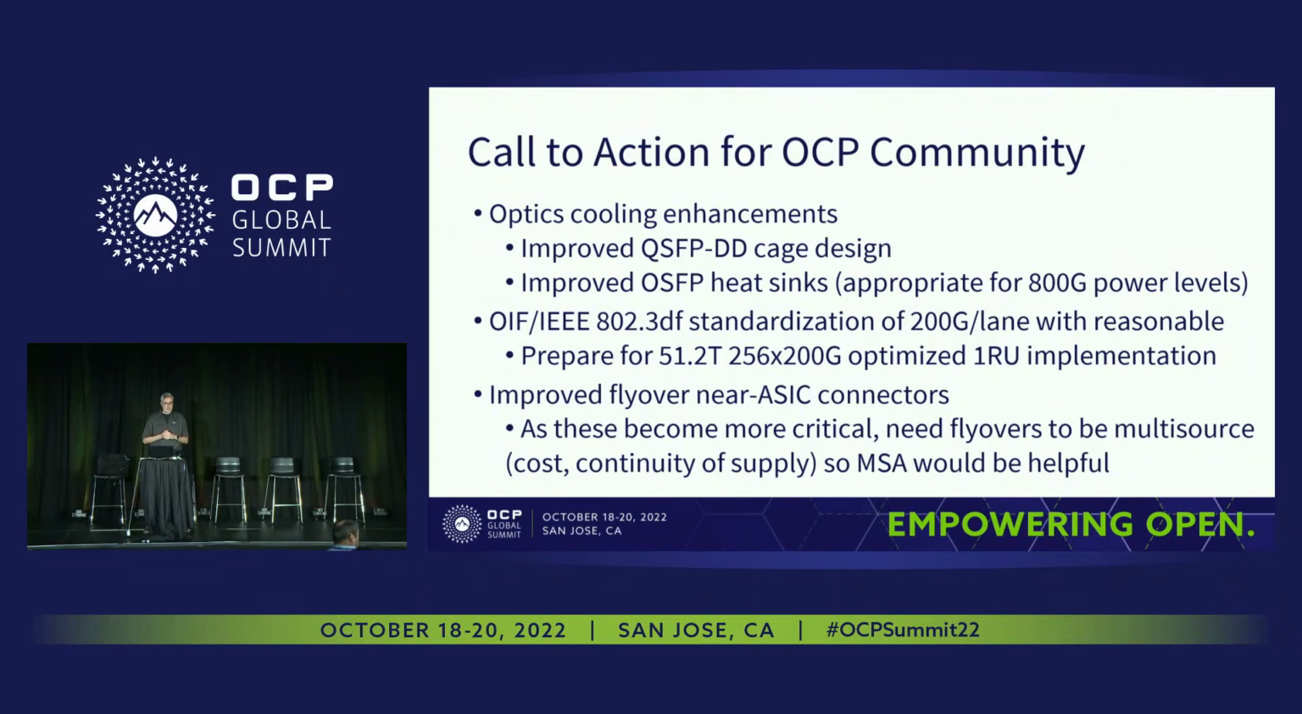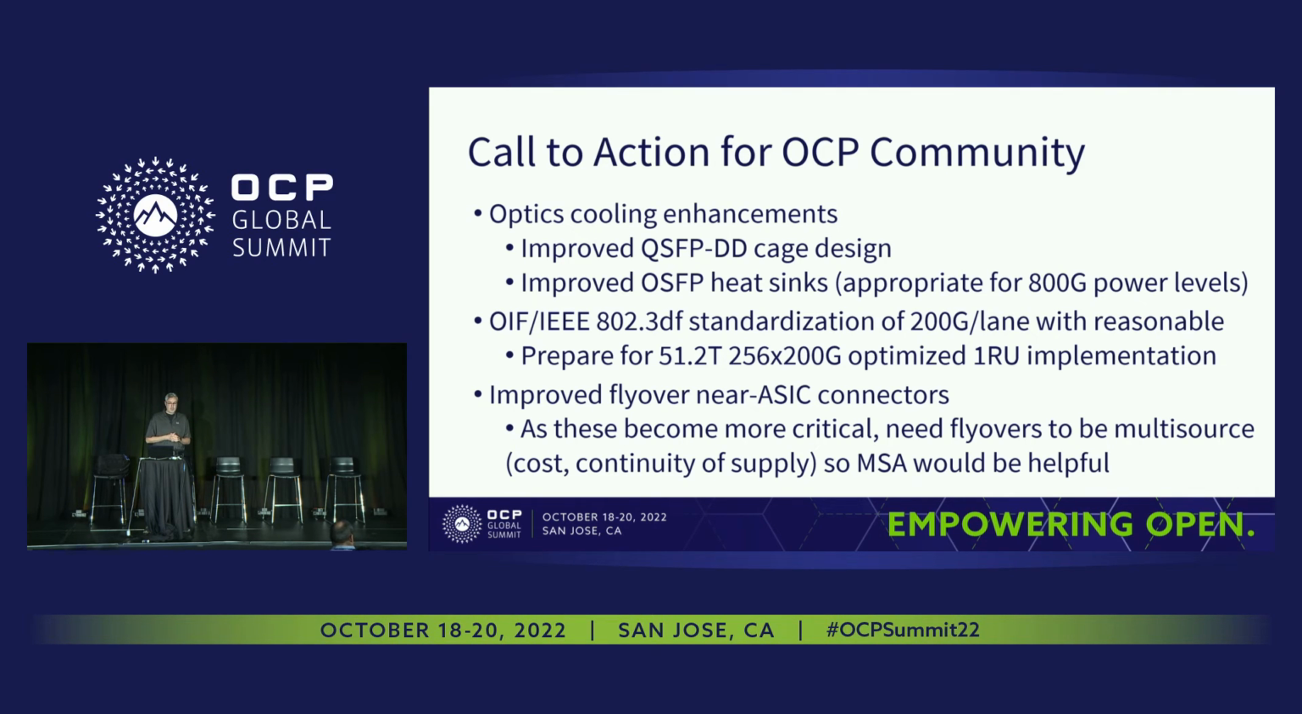So from a call to action, I think what we'd like to request of the community is that we cool the optics through better QSFP-DD cage designs, but also improved OSFP heat sinks that are appropriate for the 800 gig power levels, especially as we look at ZR optics, the 80 kilometer and 100 kilometer plus reaches. We need to have an ASIC with the appropriate, or a heat sink with the appropriate volume.